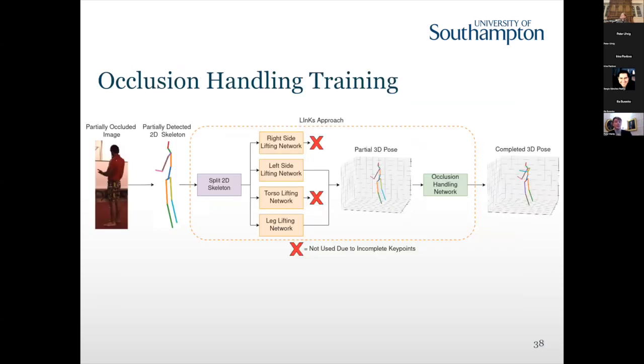Yeah. So, occlusion handling training. How do we train this? We simply train an occlusion handling network on our partial 3D poses. So we simulate different parts of occlusion, like the left arm's missing, the right arm's missing, the left leg's missing, and the right leg's missing. And then this occlusion handling network is just trained to predict the missing joints. So if the left arm's missing, it'd be trained to predict the left arm. The way we do this is we say, this is the prediction of our lifting networks if the left arm wasn't occluded, and just try your best to match that.